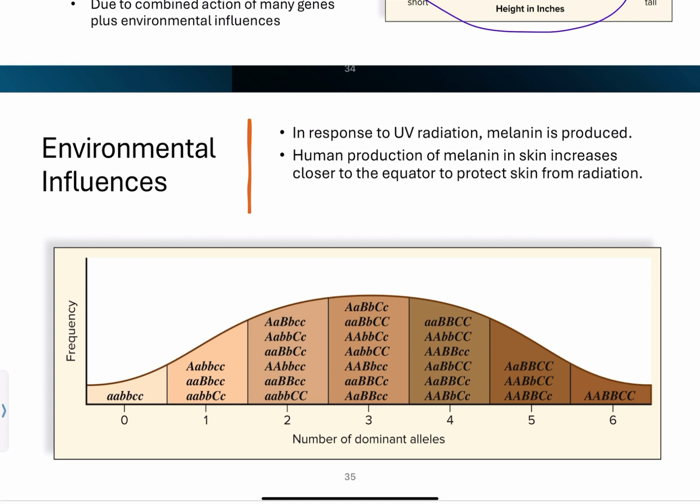So we can also talk about how the environment can literally change gene expression. Take skin color as your example. Your genes determine how much melanin you can produce, but UV exposure triggers how much melanin your skin actually does produce. So that's why people tan and why populations closer to the equator tend to have darker skin. More UV light equals more melanin production for protection. So even if your genotype isn't fixed, your phenotype isn't always set in stone. Environmental signals can modify how your genes are going to be expressed.